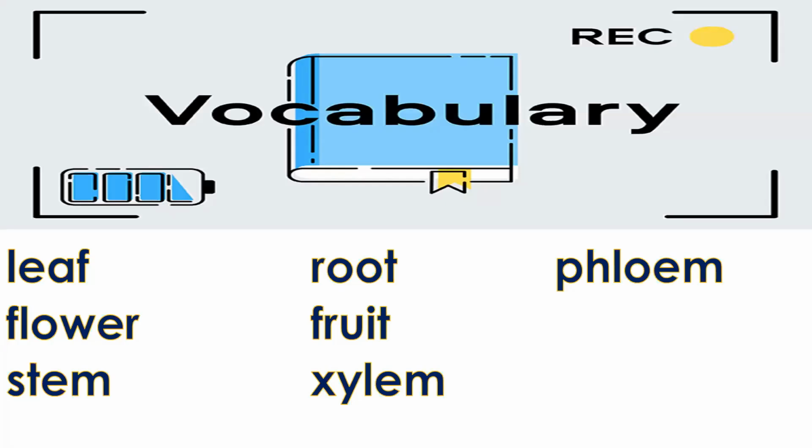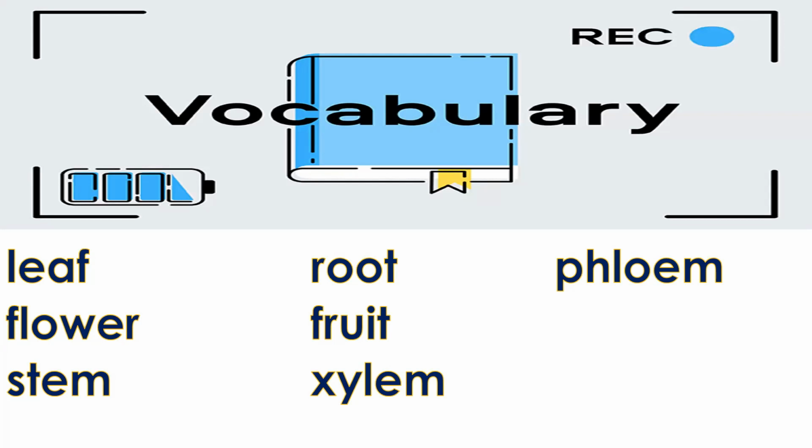Okay, so before we start, let's read our vocabulary words first, okay? But I want you to listen to me, and after we will read all together. Do you understand? Okay, great. So please listen. Leaf, flower, stem, root, fruit, xylem, phloem.